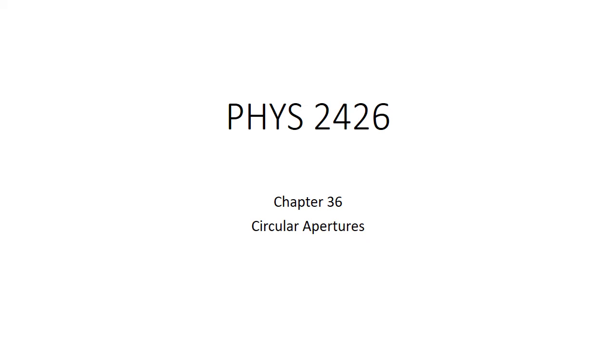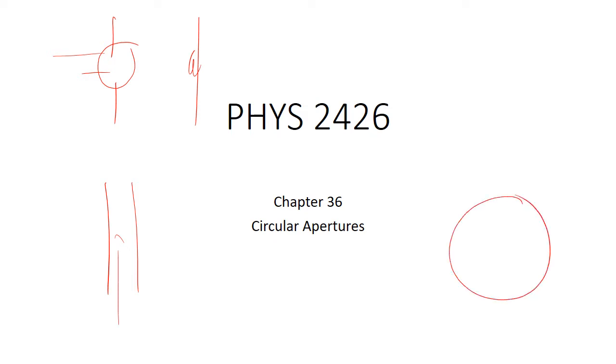So we've been talking about apertures or openings that were slits. So we have a slit, light goes through it, and images onto a screen. But what if that aperture, instead of being a slit, were a circular opening?